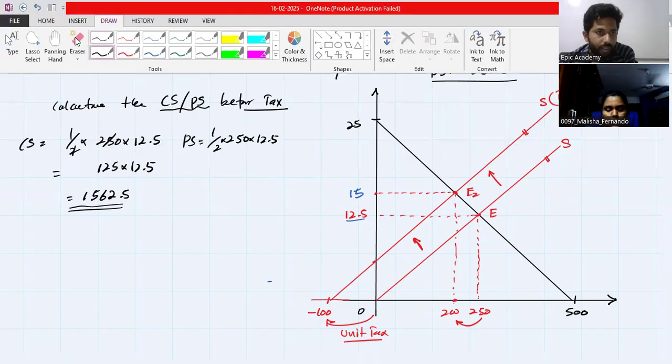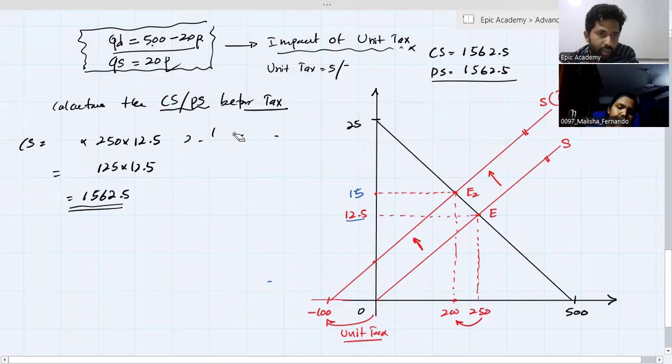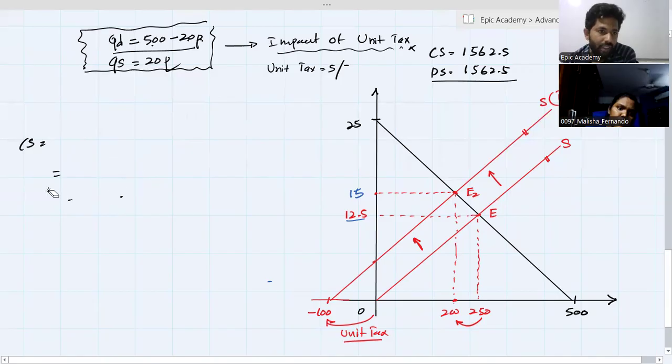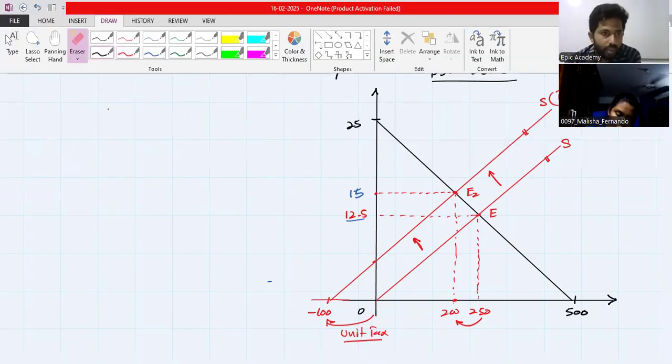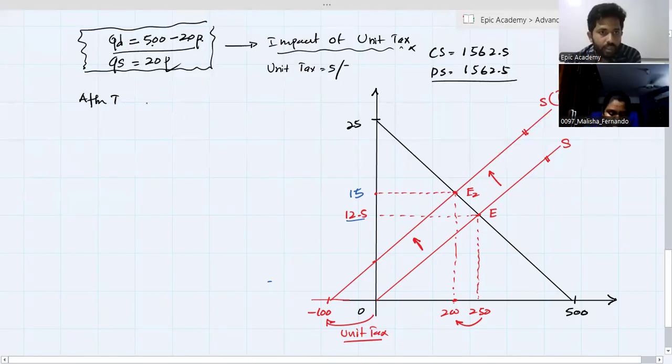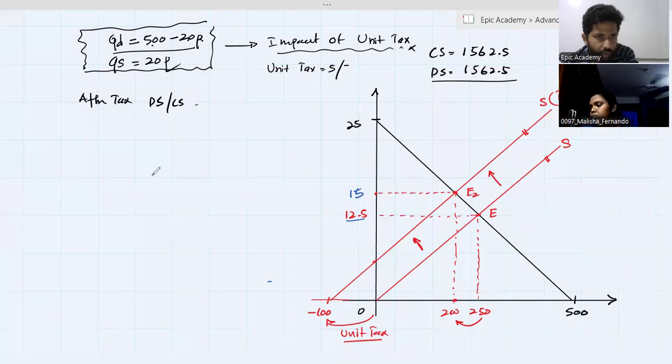This is the problem. So how can you calculate the consumer surplus and producer surplus after tax? You know that the supply curve changed. After tax, PS and CS. I will show you by using this one. Okay, look at the board.